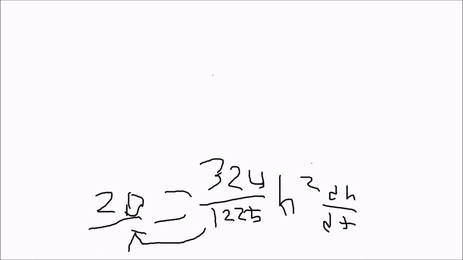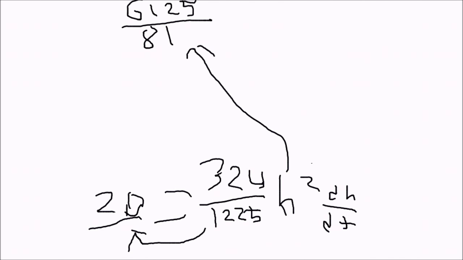So the 20 divided by the 324 over 1,205 would equal 6,125 over 81, but then we just carry over the h squared. H squared just carries over here. Just put h squared right here. That'll be useful later.